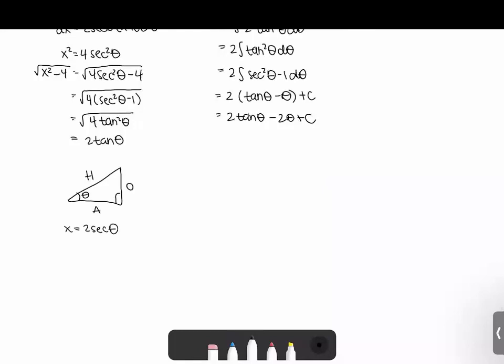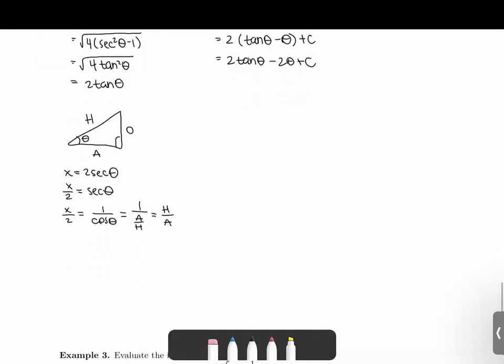So to use this, I'm going to have x equals 2 secant theta. And then I'm going to solve for secant. So x over 2 equals secant theta. And what this is going to tell us is we know that secant is 1 over cosine. And cosine, we know that when we use SOHCAHTOA, that is adjacent over hypotenuse. So when we take the reciprocal, all that does is flip it. So this is hypotenuse over adjacent.